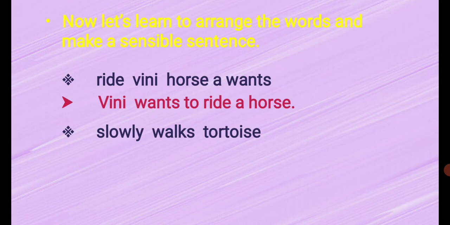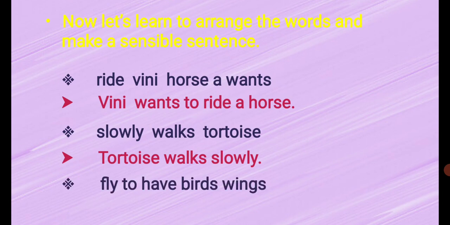So what will be the answer of this sentence? Tortoise walks slowly. And as per the written rule of the sentence, the first letter will be capital, and after the sentence we will put a full stop. Understand? Let's move on. The next sentence: fly to have birds wings.